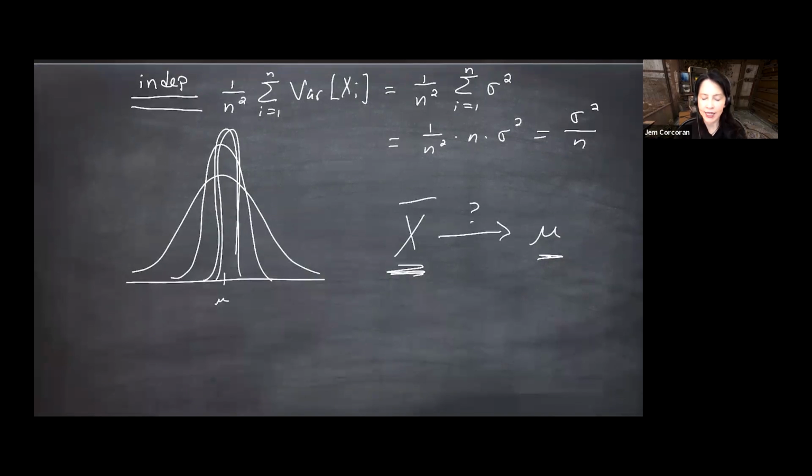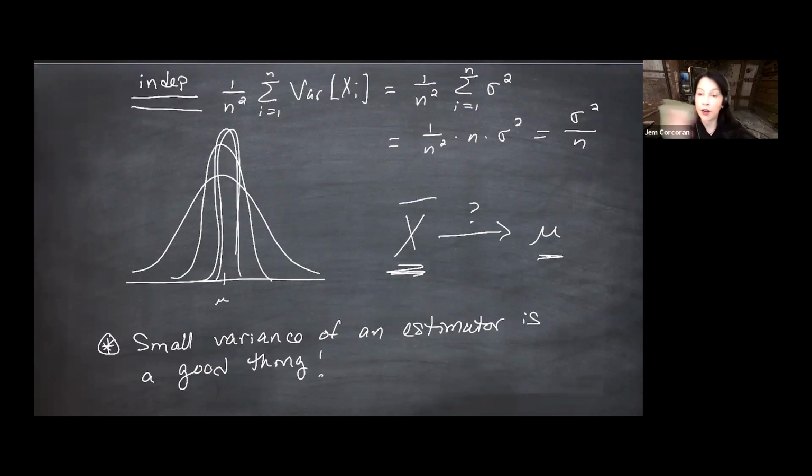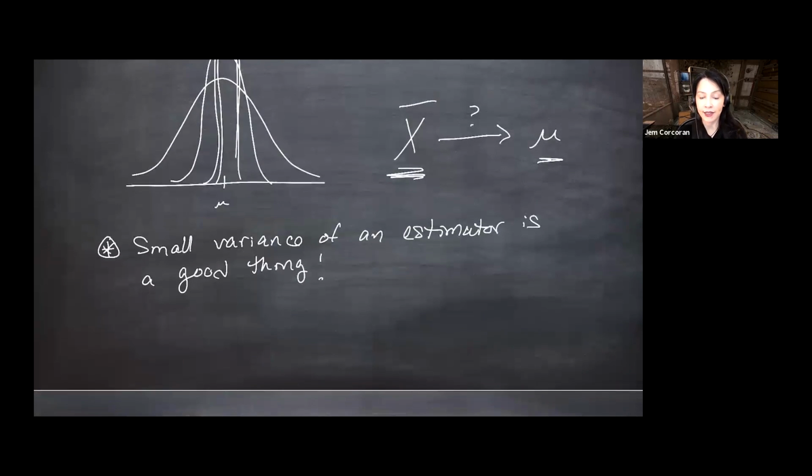Okay, so small variance is a good thing. Small variance of an estimator is a good thing, because if I only get one sample, I only get one number, and hopefully it doesn't swing wildly around the number I'm trying to determine. But if it's not unbiased, then it's biased. So I want to define for you the bias of an estimator.